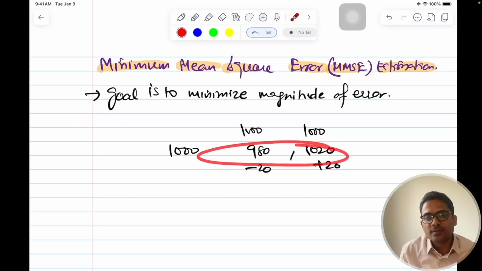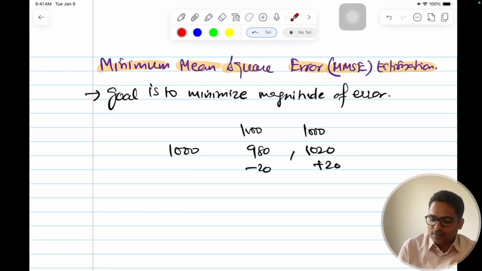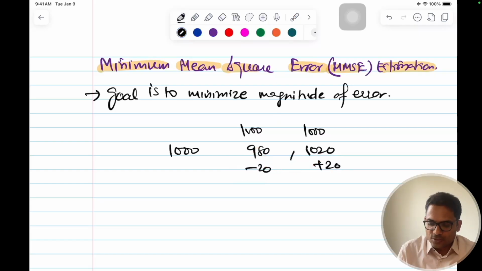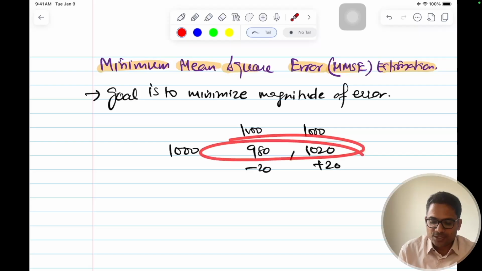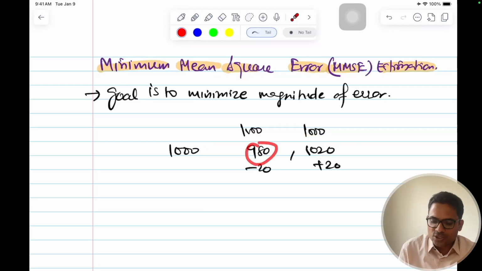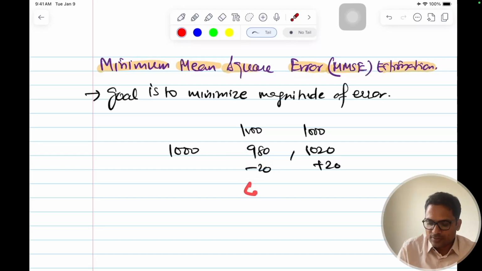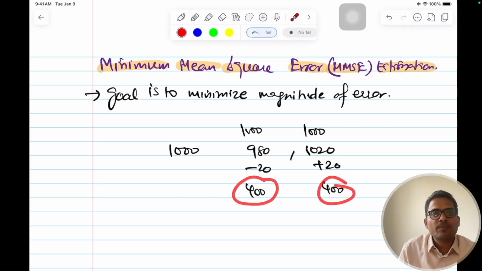I'll say 0, that I have made exactly correct predictions, right? But I have made a mistake in both the cases. That was off by minus 20 and plus 20. So this is wrong, I cannot just do a simple summation. That's why we take the square of it, so that the error term is amplified by the square. So this minus 20, if I square it, will become 400, and plus 20 will also become 400. This will give me the magnitude of the mistake I have made.